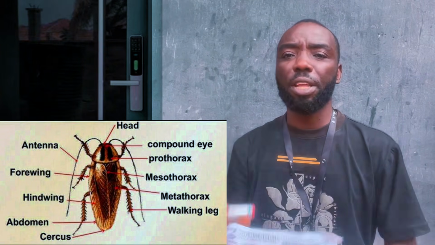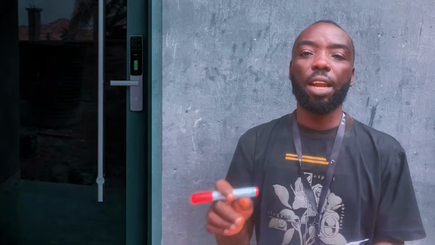Now let's talk about the adaptive features of this particular organism, which is specimen P, the cockroach. Under the adaptive features we see that they have strong legs for running. They have wings for short flights. They don't fly much; the wings are just for minimal flight. And their body is made up of a hard exoskeleton that protects their body.